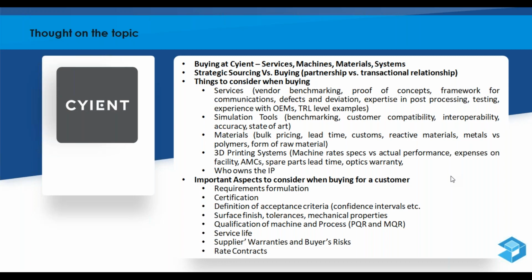what you see on the technical spec sheet is really what you get in practical use. So how do you benchmark different machines with respect to their technical specification and actual performance? How do you decide on the expenses that you need to incur on the facility, the AMCs, the spare part lead time for the machine themselves, and what are the various warranties that you need to consider when you're planning on buying a machine?